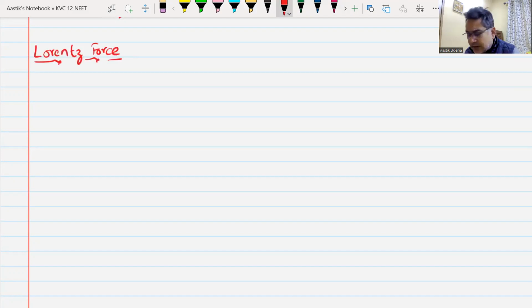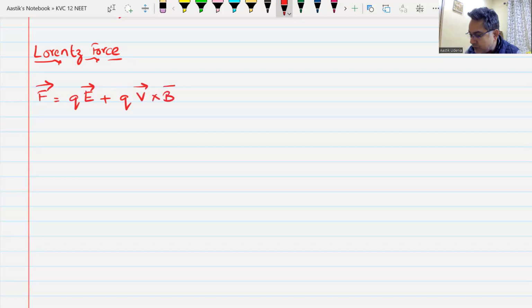Lorentz force. Now, what is this Lorentz force? If a particle is under the influence of both electric and magnetic field, electric field is also there and magnetic field is also there, how do you find the force acting on that particle? That force acting on the particle is found by the vector summation of both these forces.